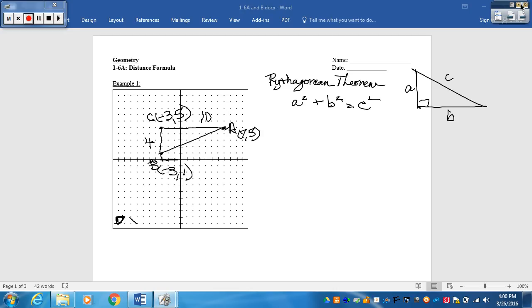So what are A and B? Well, A and B would be considered the legs, so this would be a leg, and this would be considered a leg. Hey, it's actually more precise when I write cursive, interesting. And C would be the hypotenuse.